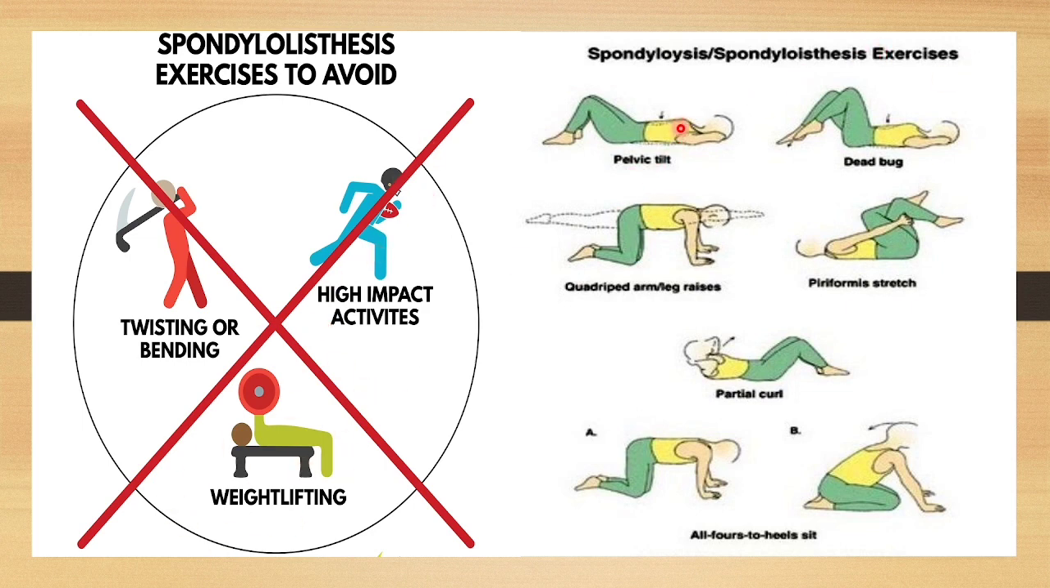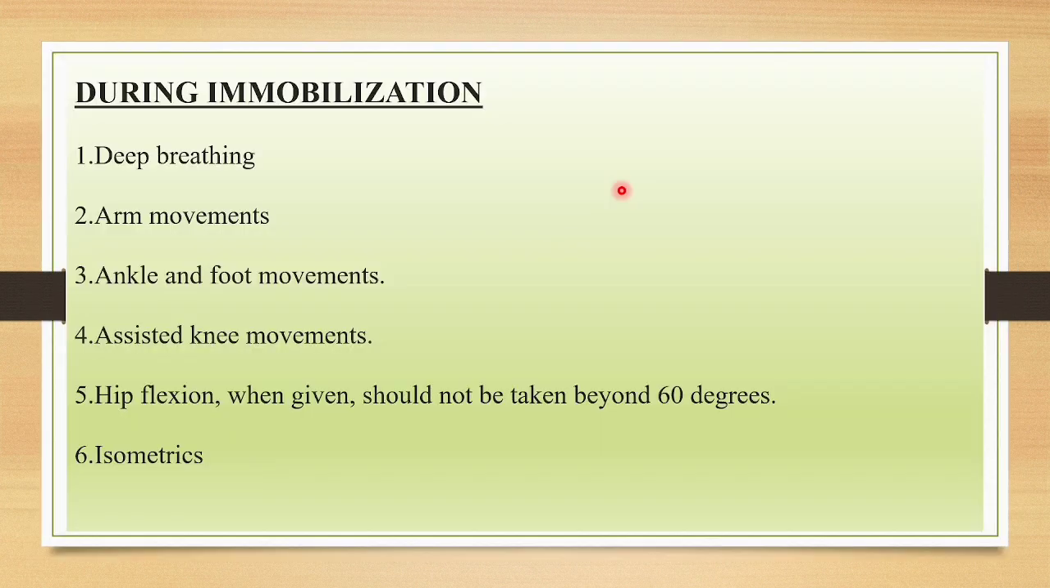And the same exercises: pelvic tilt, dead bug exercise, quadruped, that is your bird dog exercise, piriformis stretching, partial curl, all fours to heel sit. So these are the common exercises which we will be prescribing in spondylolisthesis conditions.